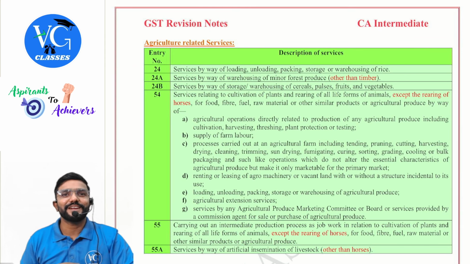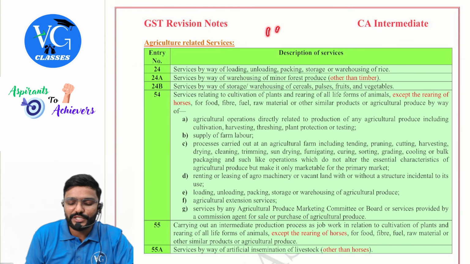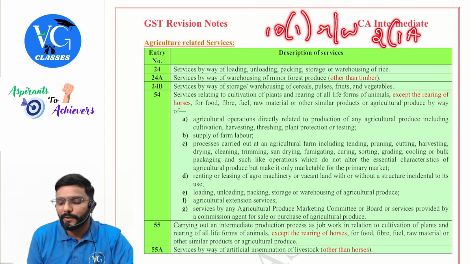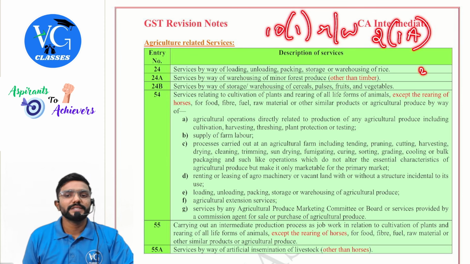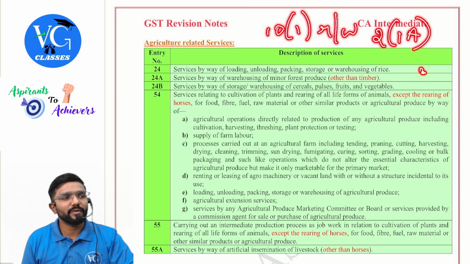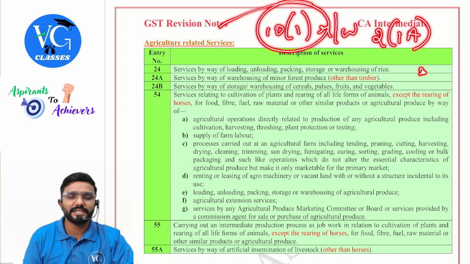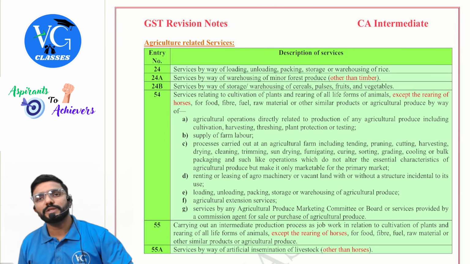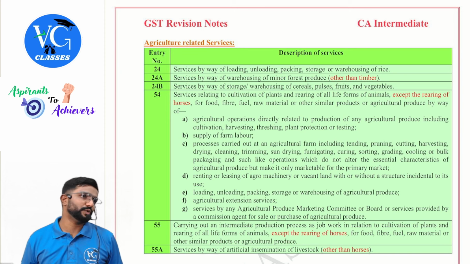Agriculture related services. Guys, you can connect it to section 10.1 read with 2.1a of Income Tax Act. Section 2.1a defines agriculture income under the Income Tax Act, and whatever is agriculture income from agriculture land used for agriculture purpose in India is exempt as per section 10.1. Yes, sir. Clear. Now also, even under GST, they have given some exemption.